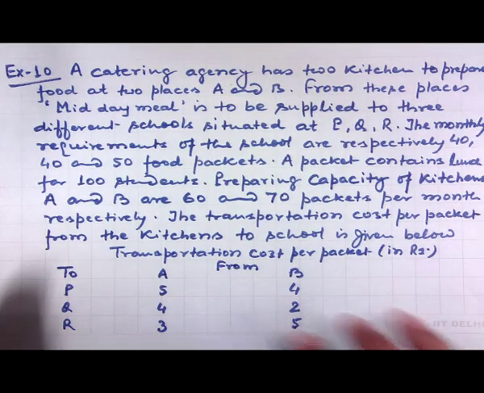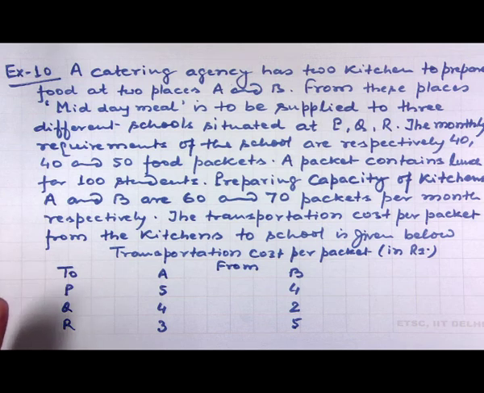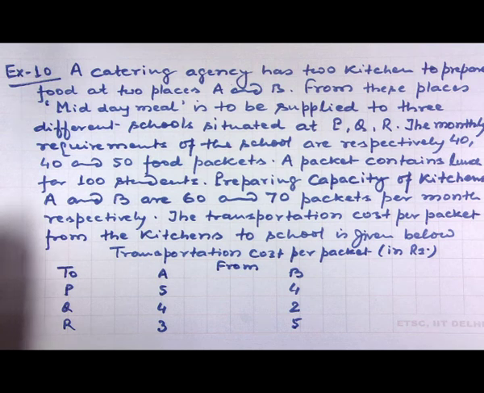A catering agency has two kitchens to prepare food at two places A and B. From these places, midday meal is to be supplied to three different schools situated at P, Q, R. The monthly requirements of the schools are respectively 40, 40 and 50 food packets. A packet contains lunch for 100 students. The preparing capacity of kitchens A and B are 60 and 70 packets per month respectively.